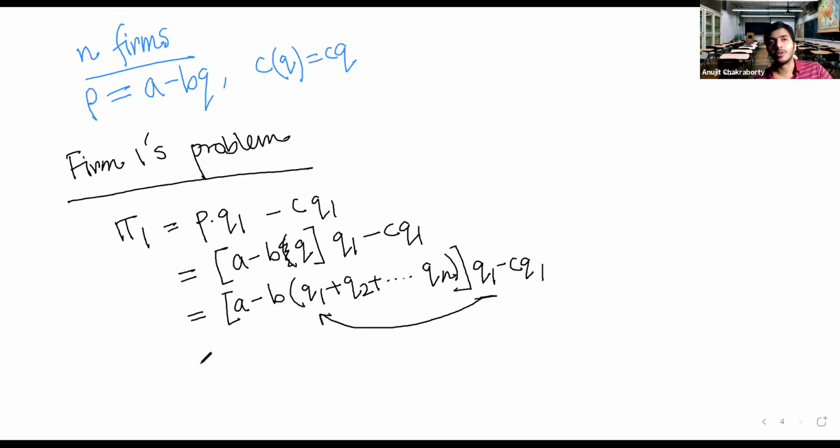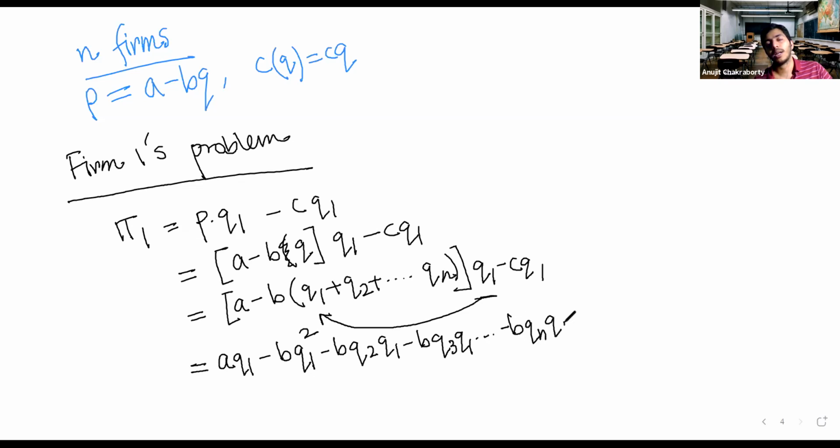And if you want, you could simplify it a bit further. What you're going to get is A times Q1 minus B Q1 squared minus B Q2 Q1 minus B Q3 Q1 all the way up to minus B Qn Q1 minus C times Q1. That is going to be firm one's profit.